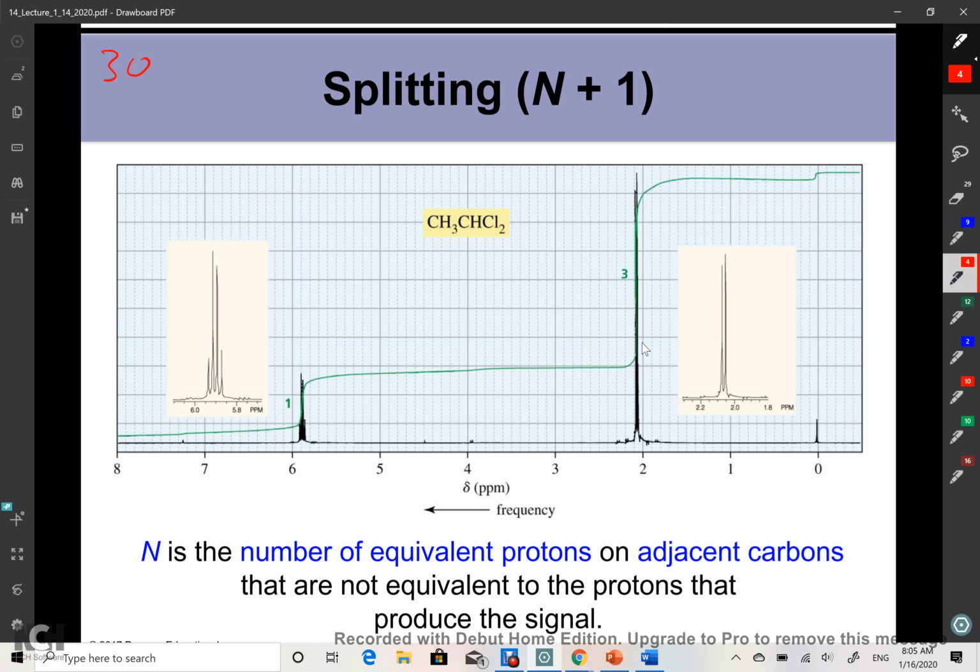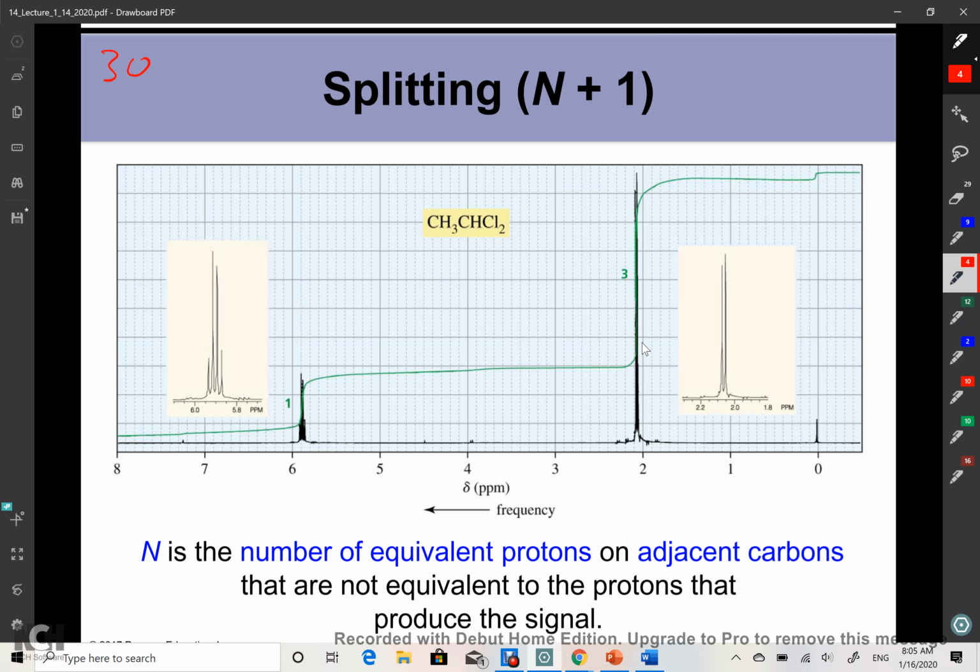Then we also talked about the integration, the integral, which gives you information about the number of protons responsible for that particular signal. That's what the integration is all about. And today we're moving forward. We're talking about another important topic. We're talking about the splitting.